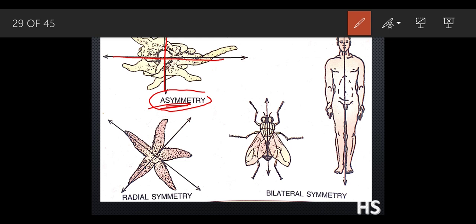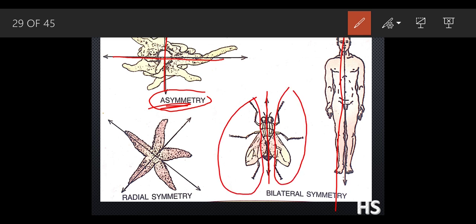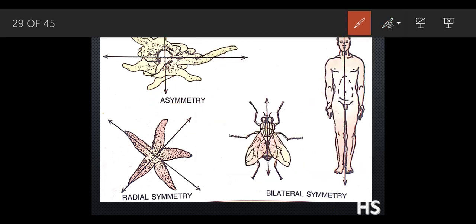But when we consider humans, or the housefly, and if I cut them in a straight line, this half of the body of the housefly would look similar to the other half. This half side of the human body would be the same as the other half. So this is considered bilateral symmetry. What do you mean by bilateral symmetry? Bilateral means two sides, two-sided symmetry. They can be divided into two equal parts.